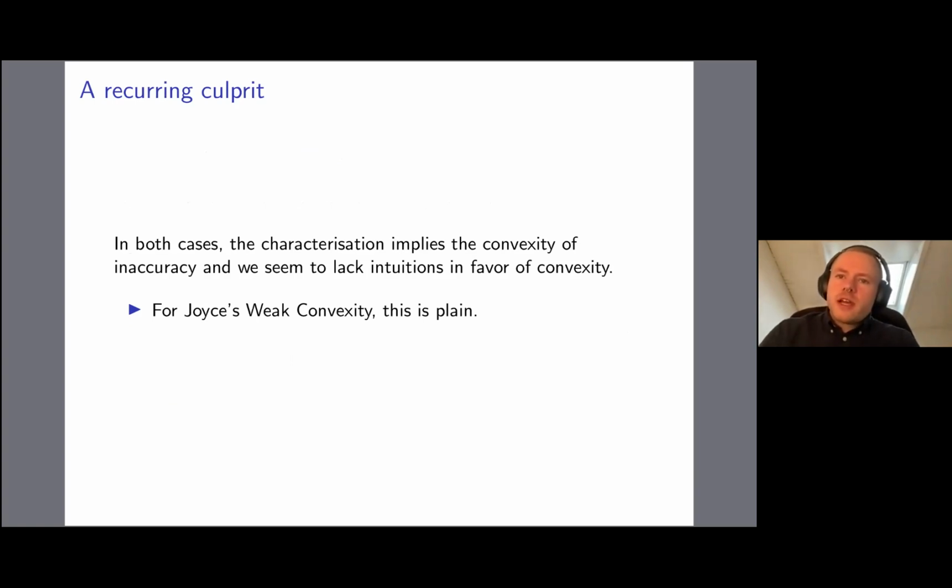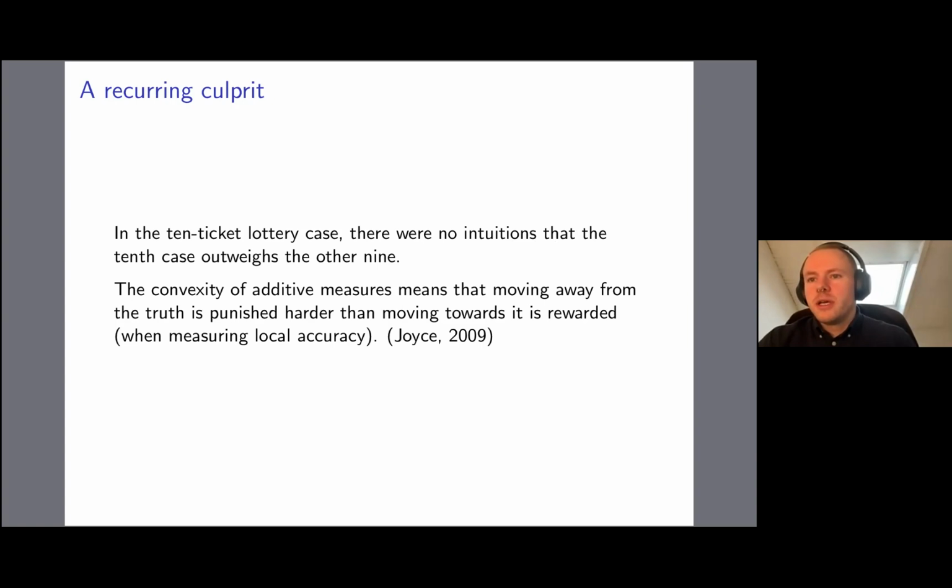Second, I think that in both cases, the lack of intuition is in terms of a particular property of the required characterizations, namely the convexity of distance to truth. For Joyce's weak convexity, this is obvious because it simply explicitly uses the standard definition of convexity. But I also think that you can argue this similarly in the case of Pettigrew, because Pettigrew considers additive measures. For example, the absolute value score and the Brier score are additive measures. And in those cases, convexity means that with respect to the local accuracy that is added up to get global accuracy, moving away from the truth is punished harder than moving towards it is rewarded. If that's the case for the local accuracy that you add up, then the global accuracy is convex.